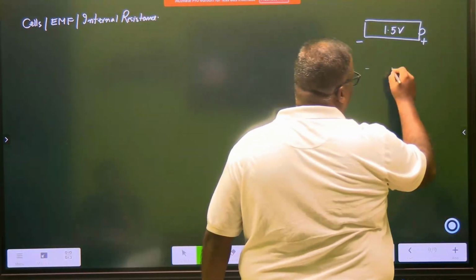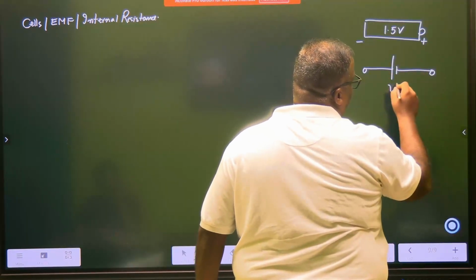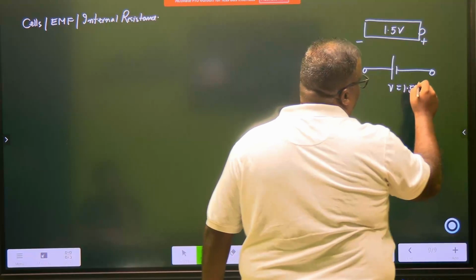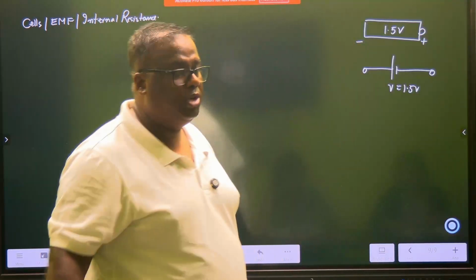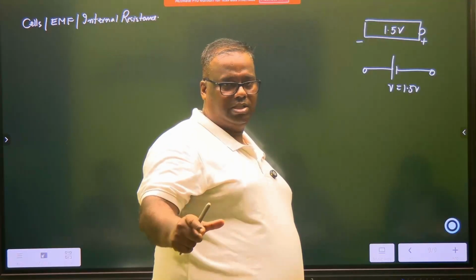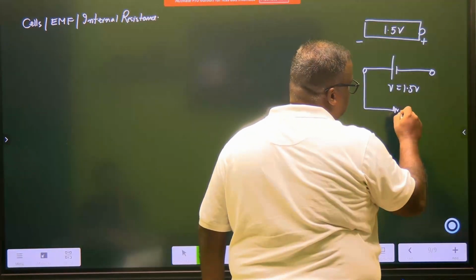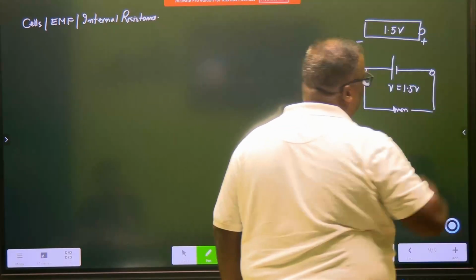So we say this is called the open terminal voltage. This V is equal to 1.5 volt. That means the maximum potential difference that can be maintained when you actually connect a circuit to it. When we connect a circuit to it, say whatever circuit is there, at that time it's 1.5 volts.